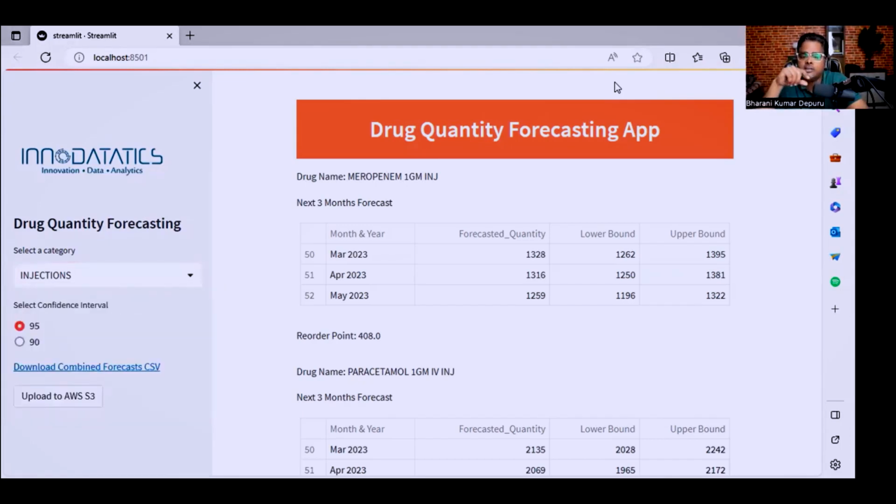And we have also given the confidence interval, 90 and 95%, because the probability associated with a single forecasted value is always 0. So you have to give a range. And we have given lower bound and upper bound. If you see on the right side, you'll be able to see that alongside the forecasted quantity, we have the lower bound and upper bound as well.